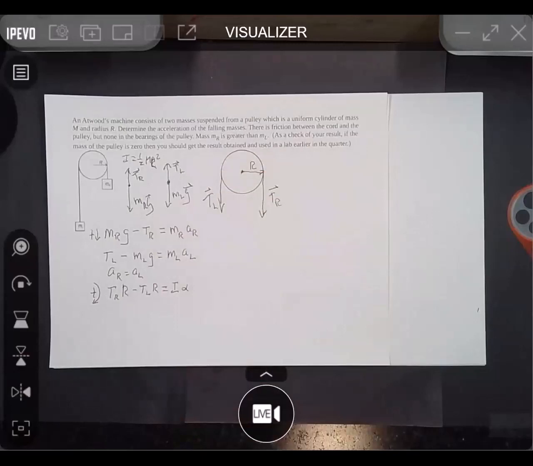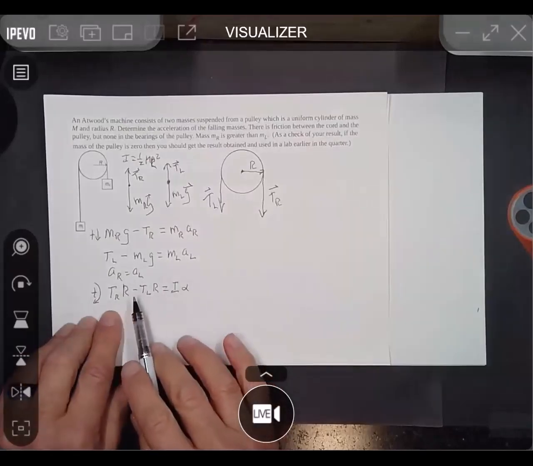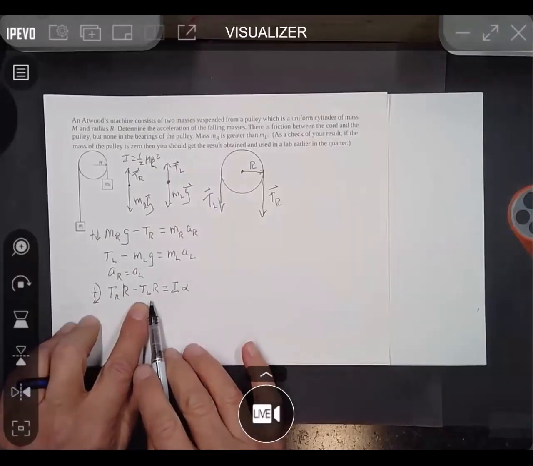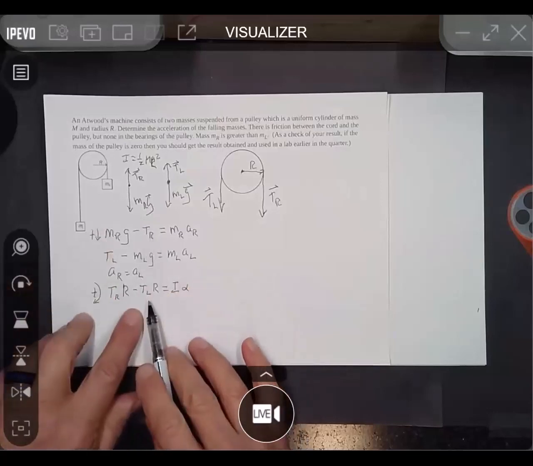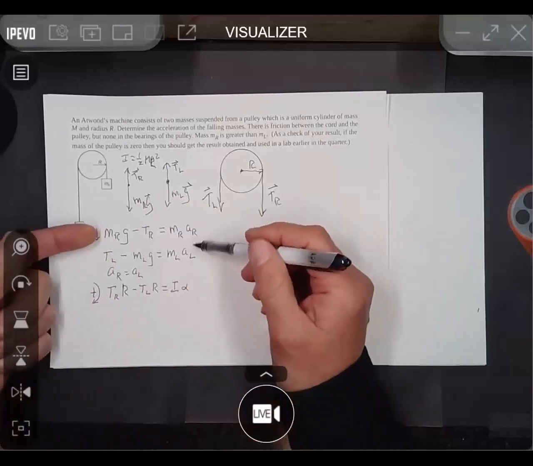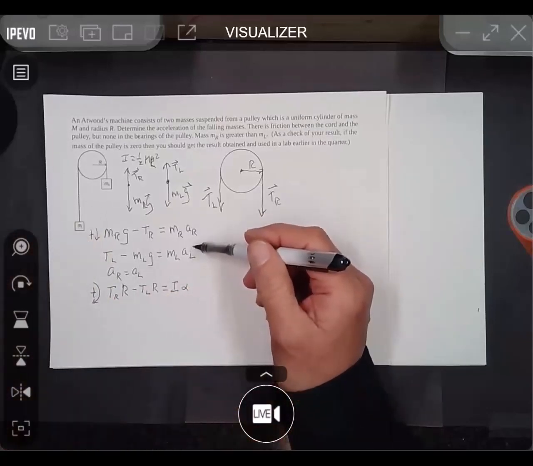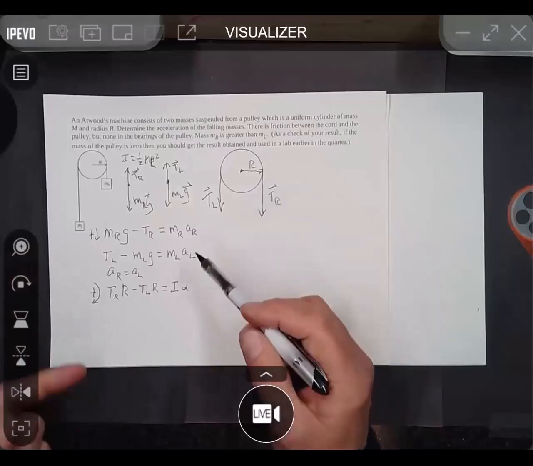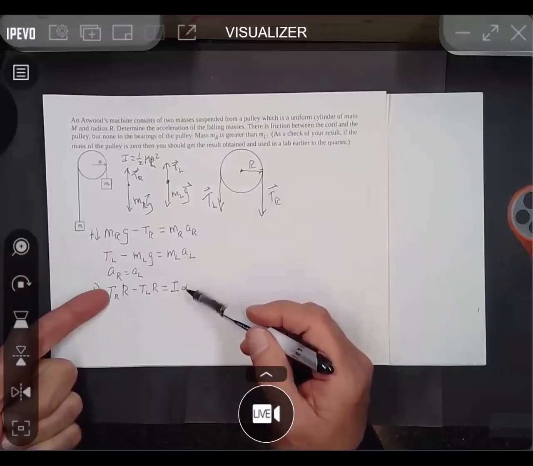All right, well, what else can I do here? I may be able to eliminate T sub R minus T sub L from these equations. I'll have to combine these two somehow to be able to get that to work. And then I'll have it in this equation as well.